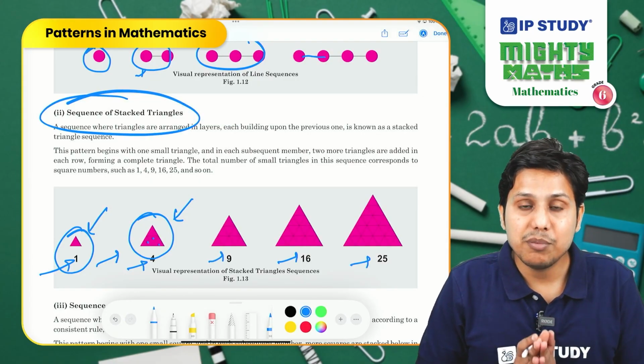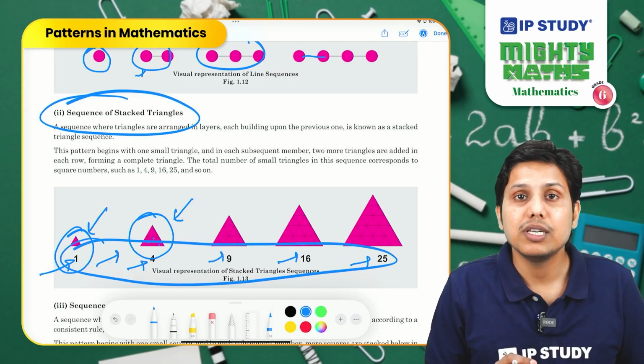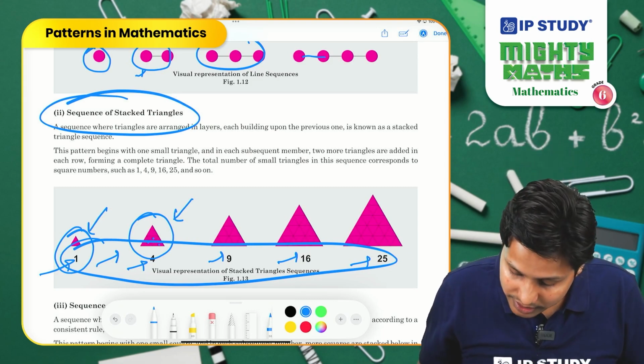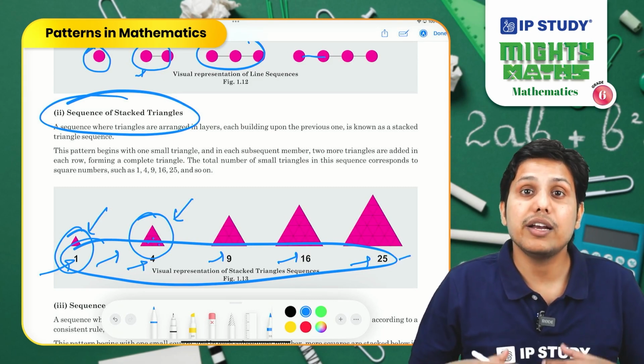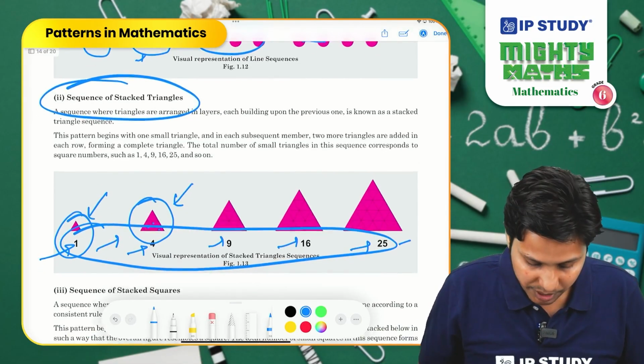Students, can you tell me which number sequence these numbers of triangles correspond to? Yes, these are square numbers. So shape patterns also show a relationship with the number pattern that we are studying in this topic.